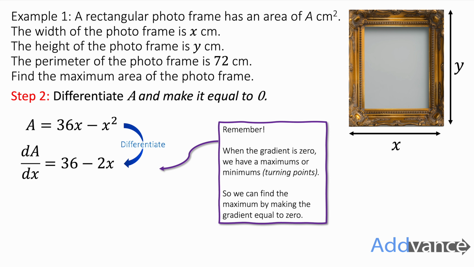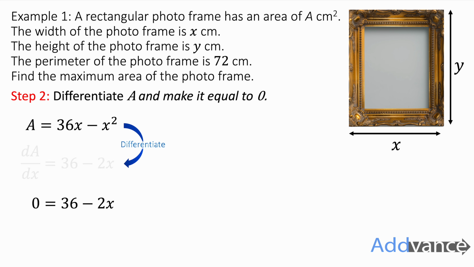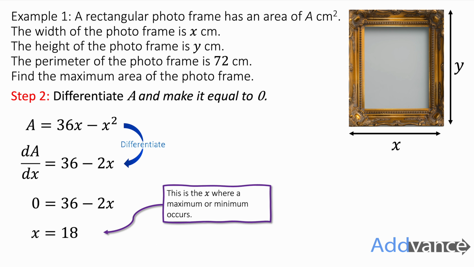We have differentiated this because we want to find an equation for the gradient, and we want to make that equal to 0. So now we're going to make that equal to 0. 36 minus 2x equals 0, and we're going to solve this equation. Add 2x to the other side, so we get 2x equals 36, and divide by 2, we get x equals 18. This is the x where the maximum or minimum occurs, and in this case it's a maximum. So x equals 18 is where we maximize the area.